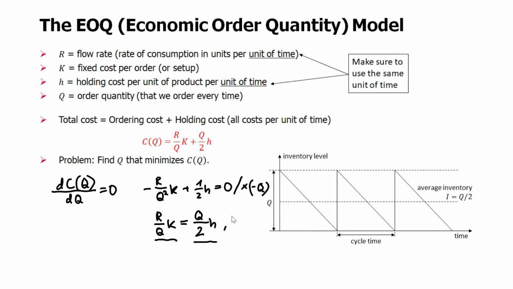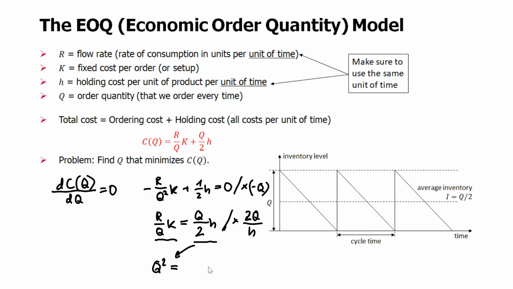Let me further multiply this by 2Q over H, 2Q over H, right? And let me reverse the side. So I'll take this side first. So if I multiply this by 2Q over H, I'm going to get Q squared, and 2 will disappear and H will disappear.